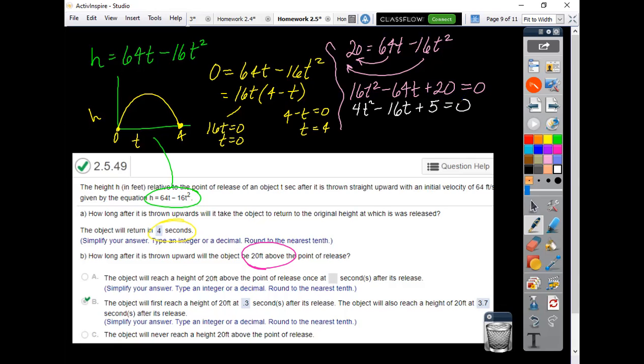It says how long after it's thrown up in the air will it get to 20 feet. We'll have to check and see. If it goes across here, we'd have 2 solutions. If it hit right on the vertex, that'd be 1 solution. And it's possible that it never gets that high at all. So up here, we'd have no solutions. So for 4t squared minus 16t plus 5, we could use the quadratic formula.